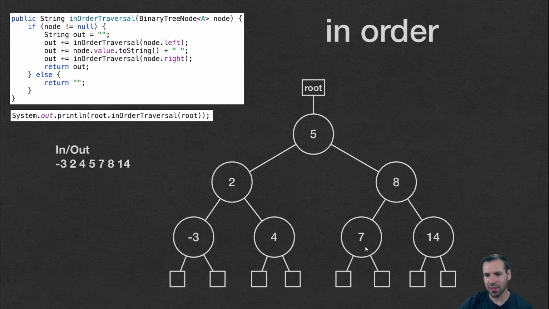Right recursive call, left recursive call, left recursive call, return, visit 7. Right recursive call, return, visit 8. Right recursive call, left recursive call, return, visit 14. Right recursive call, return, and we return that string back to the caller.